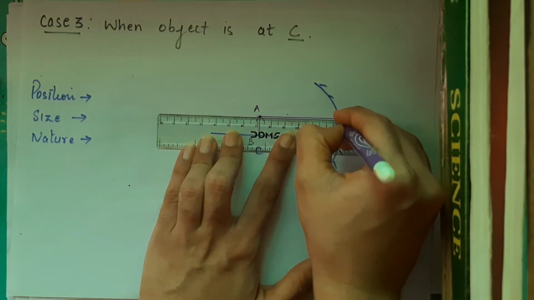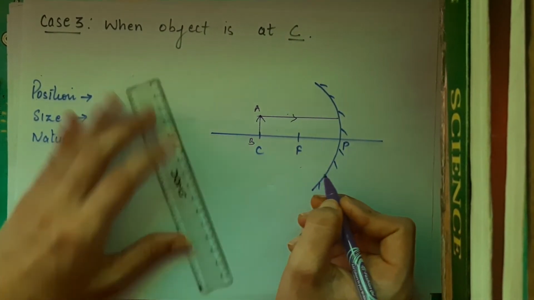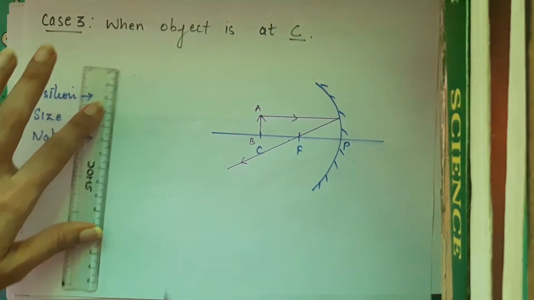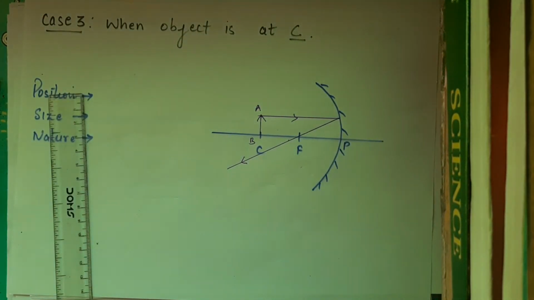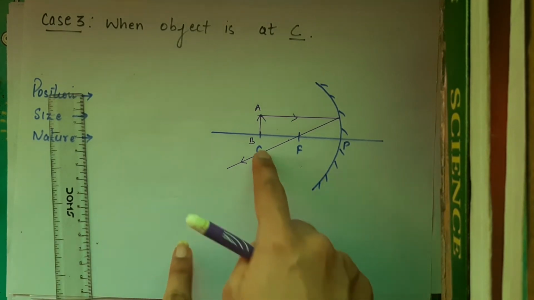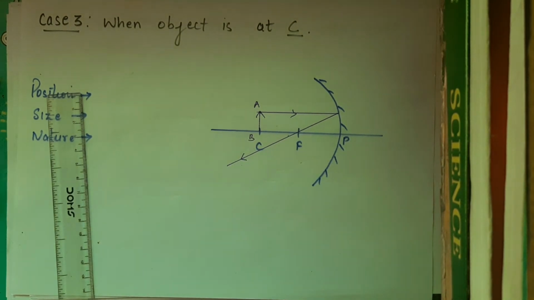So the ray of light is going parallel to the principal axis. After reflection from the mirror, it passes through the focus. That is rule number 1. I need one more ray of light. What should I do? I cannot take the ray of light passing through the center of curvature. Why? Because the object is itself at C, right? So what should I do here?